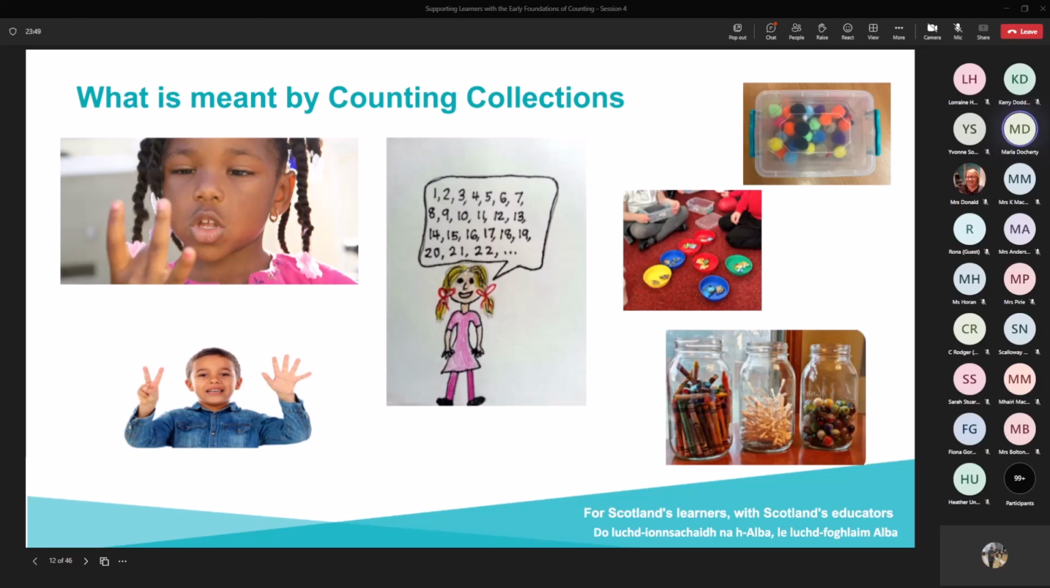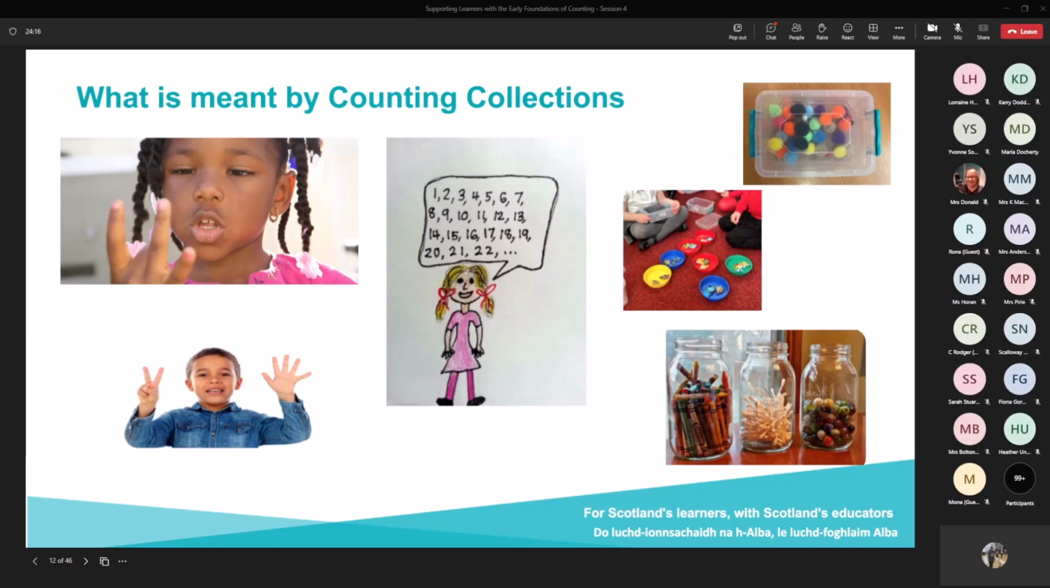Essentially, they should be given opportunities to demonstrate understanding of the counting principles that we covered in the last session. What might be a wee bit different about counting collections, however, is that children are encouraged to count and represent in ways that make sense to them. It's not necessarily an adult demonstrating and leading that. It's about following the learners and giving the learners the opportunities to demonstrate that in ways that make sense to them.